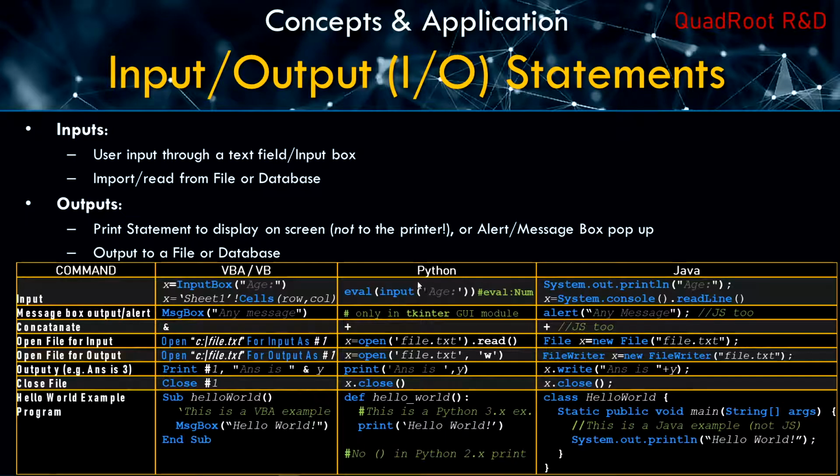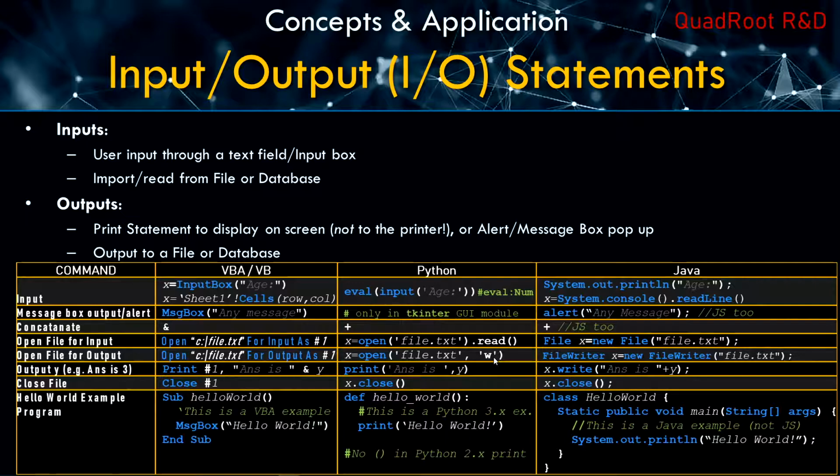In Python, we store the name of the file into a variable. So x is equal to open, then the file location and name, dot read. This is for inputs. For outputs, instead of read, you put w, which is write, in single quotes.